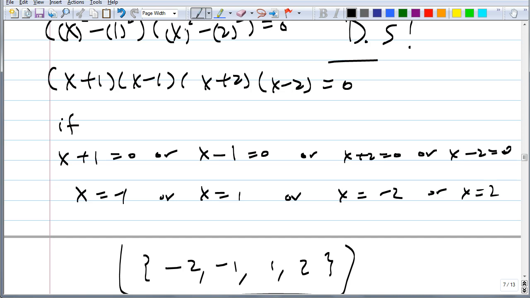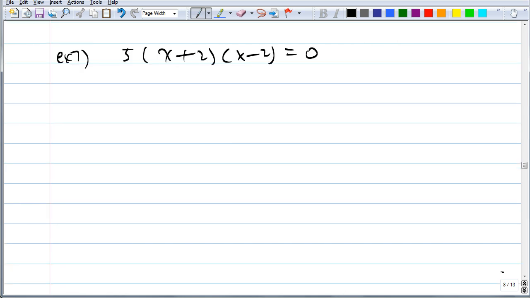Okay. One last thing, real quickly. This one's actually simple, but I just want you to be aware of it, okay? Take a look at this one. This is really nice. It's already factored, left side, and the whole thing equals 0, right? It says 5 times x plus 2 times x minus 2 equals 0. How many solutions do you think you're going to get for this? 2? Don't we have 3 factors? Don't we get 3 solutions? Right, very good. You actually get 2 solutions.